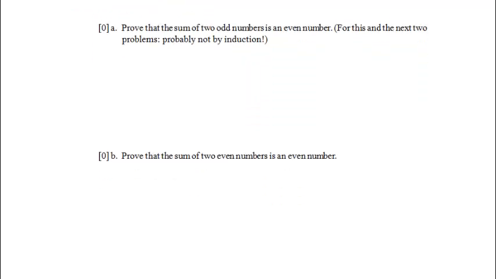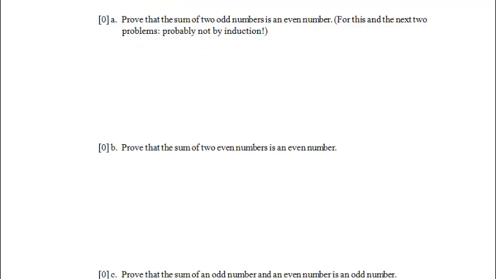So let's just scroll down here and get the induction part out of the way. So this says, prove that the sum of two odd numbers is an even number. For this and the next two problems, probably not by induction. And the next two problems are proving that the sum of two even numbers is an even number, and proving that the sum of an odd number and an even number is an odd number. So how do we prove that the sum of two odd numbers is an even number?